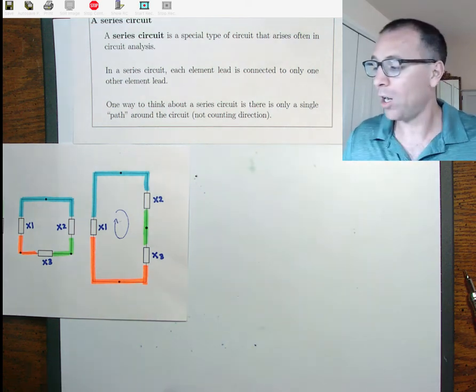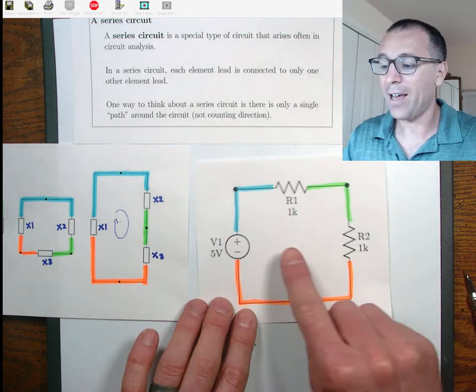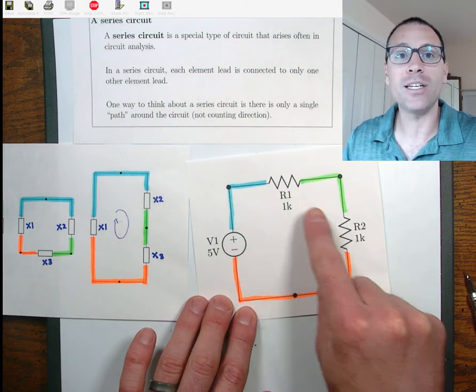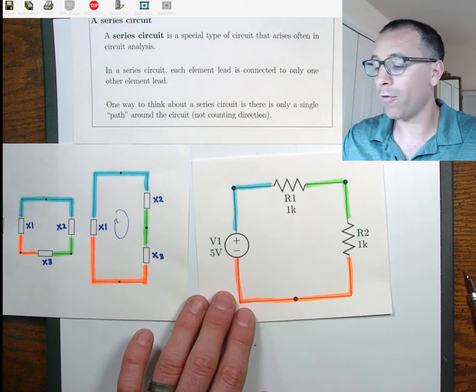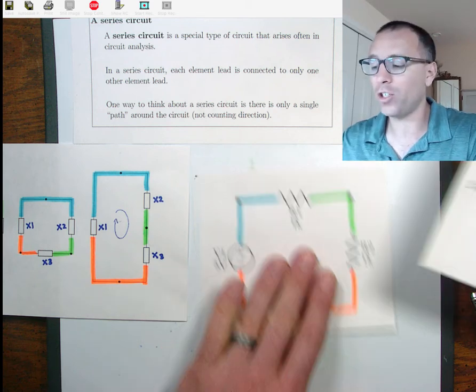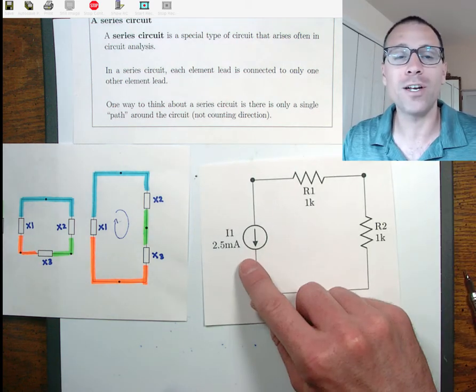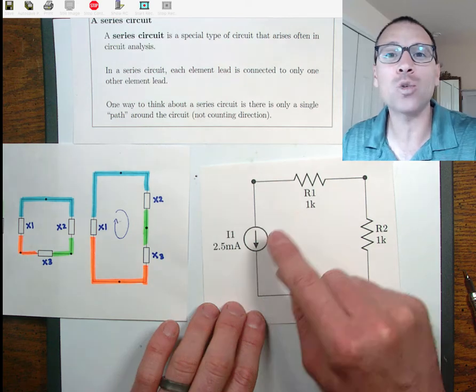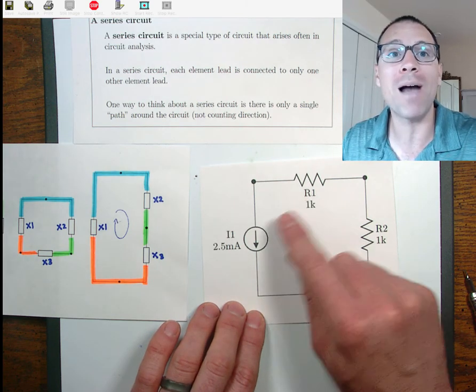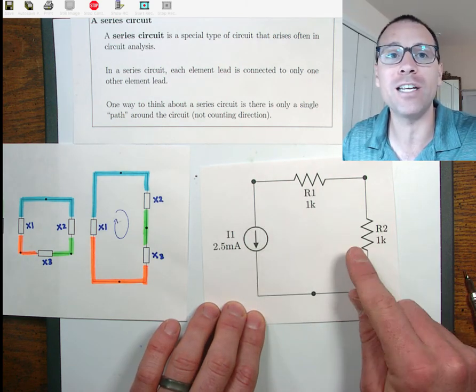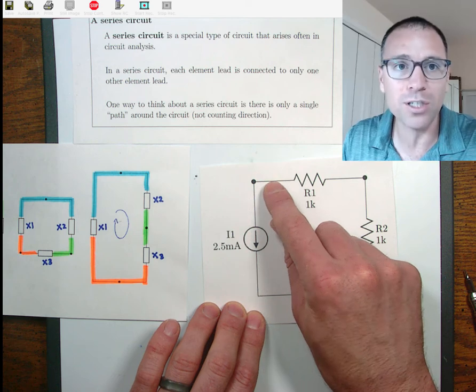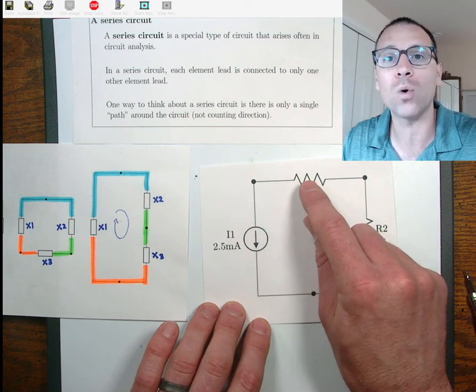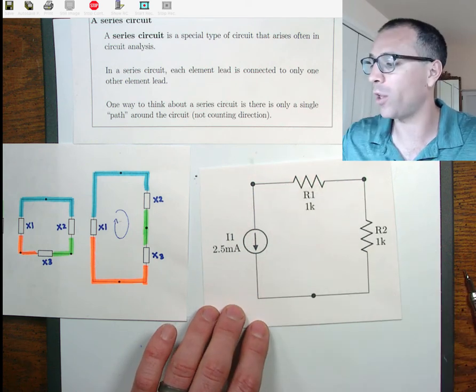Another example that we saw was when we had a voltage source in series with resistors. Another flavor would be we could actually take the voltage source out and replace it with a current source. Doesn't matter the actual element body or the behavior. What matters is the topology, the connectivity. Each lead of these sources connects to only one lead of another source. When we have a circuit like that, we call it in series.